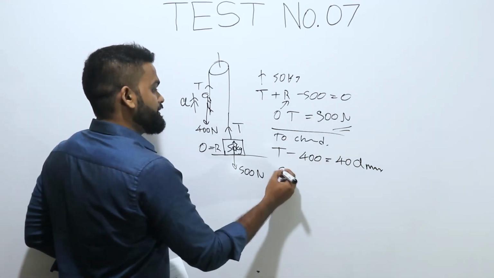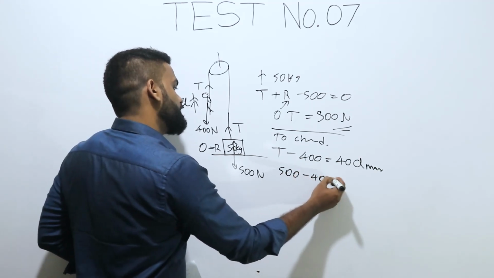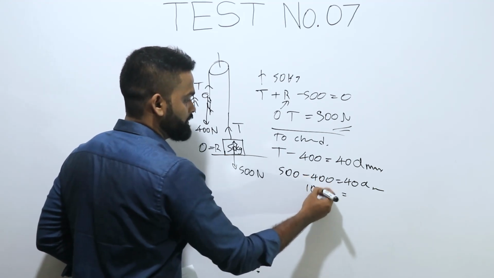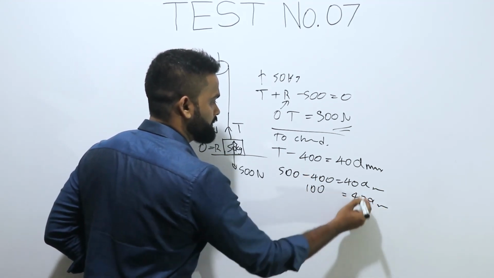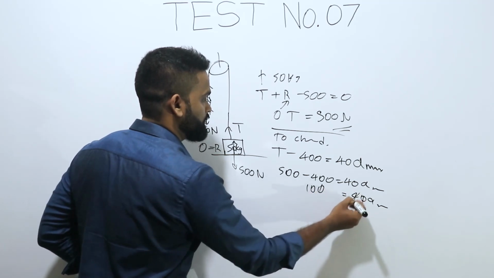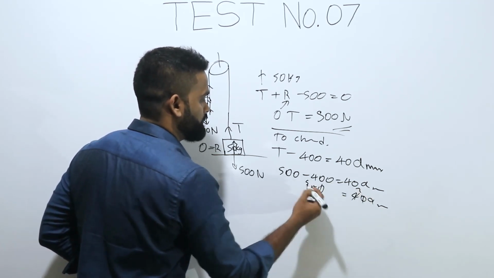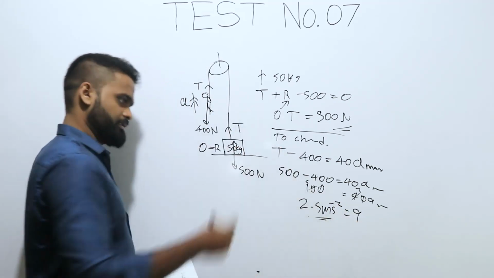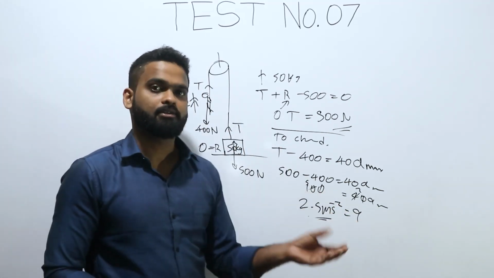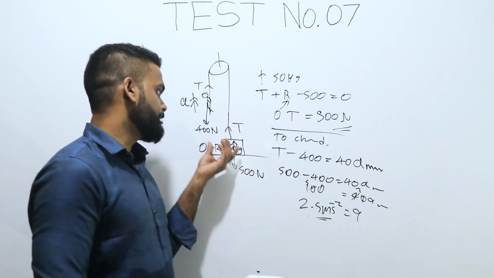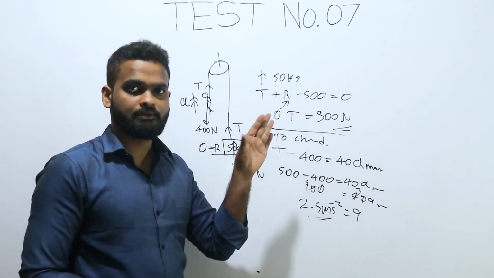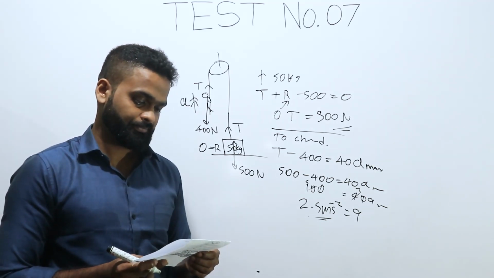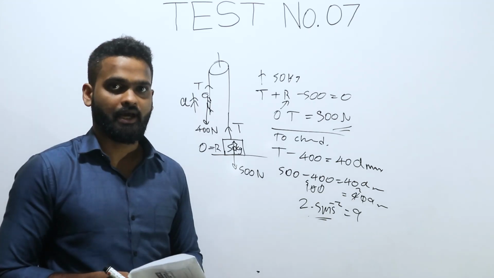T we just found to be 500, so 500 minus 400 equals 40 A max. This is 100 equals 40 A max. The 0 cancels off, and 25 divided by 10 gives 2.5 meters per second squared. So this is the maximum acceleration with which the child could climb, so the mass won't move upwards. Okay, so the answer for that should be the fourth one for the 9th question.